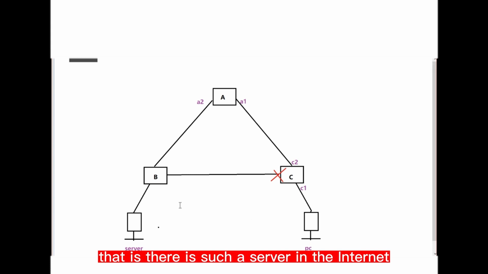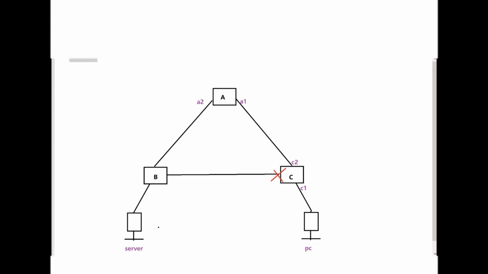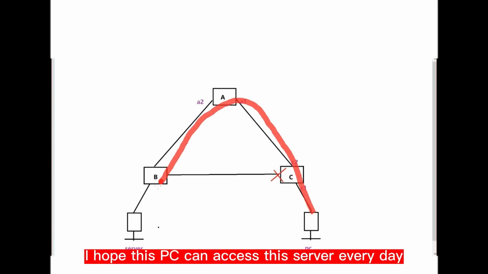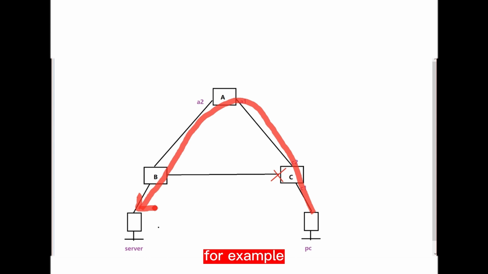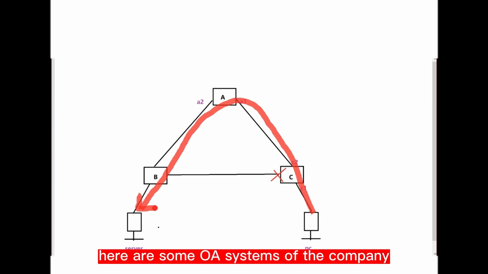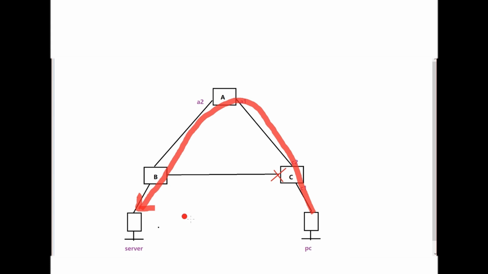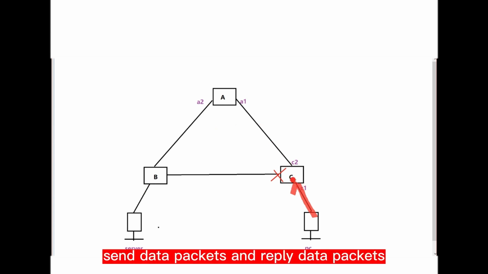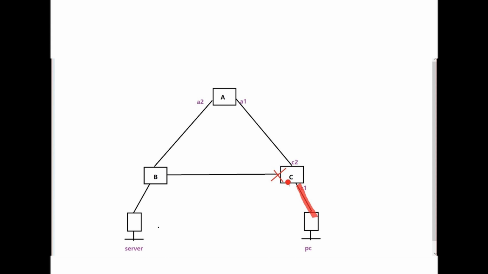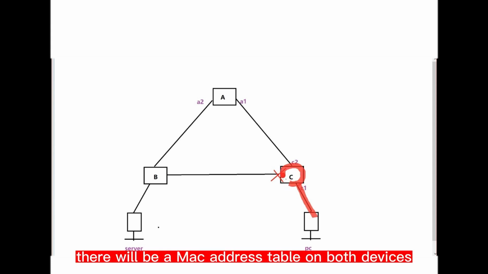That is, there is such a server in the intranet. After we network based on the switch, I hope this PC can access this server every day. For example, here are some OA systems of the company. So, now I want to access it daily. Then the way must be passable. Once we have communicated the data, send this data here. Finally, send data packets and reply data packets. Then everyone should know there will be a MAC address table on both devices.